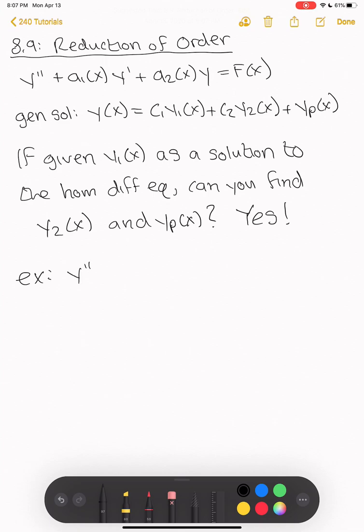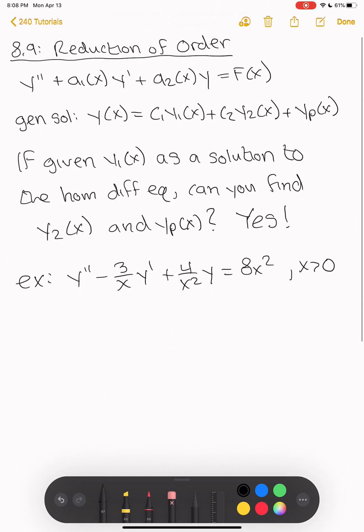So we have y double prime minus 3 over x y prime plus 4 over x squared y is equal to 8x squared, and I just need x to be positive. On an exam, a good way to know that you're supposed to use reduction of order is because you have non-constant coefficients here. These are functions of x, and we haven't really been dealing with those all that often. And then the big telltale sign that you want to use reduction of order is that they give you one of the solutions already.